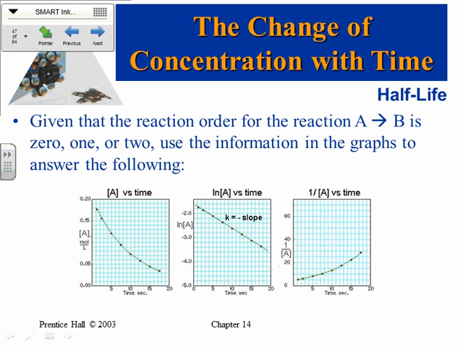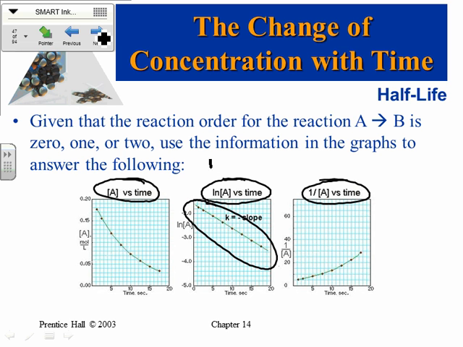Okay, this is a good example of one of those types of questions that you might get. So they might give you three graphs like this and say, is this a zero-order, first-order, or second-order graph? Okay? And so this first one here is concentration versus time. If that was a straight line, then we would have a zero order. The second one is natural log of concentration versus time. If that's a straight line, then it's a first order. And then the last one here, the one over the concentration, if it's a straight line there, then it's a second order. So obviously the straight line is this one in the middle, so this is a first order reaction. Okay?